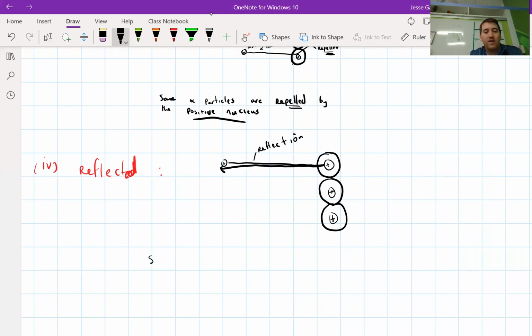Okay, so a few particles, or a very small number, were reflected, why? Finish off the sentence. Pause the video and do that now. Okay, so a few particles were reflected because they collided with the nucleus.